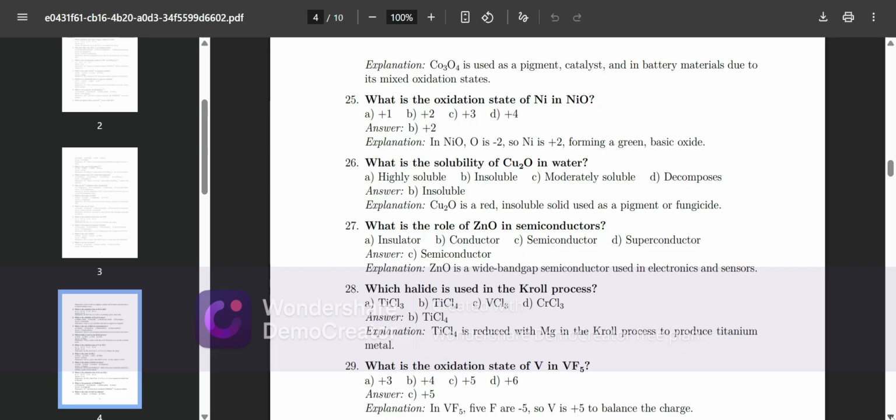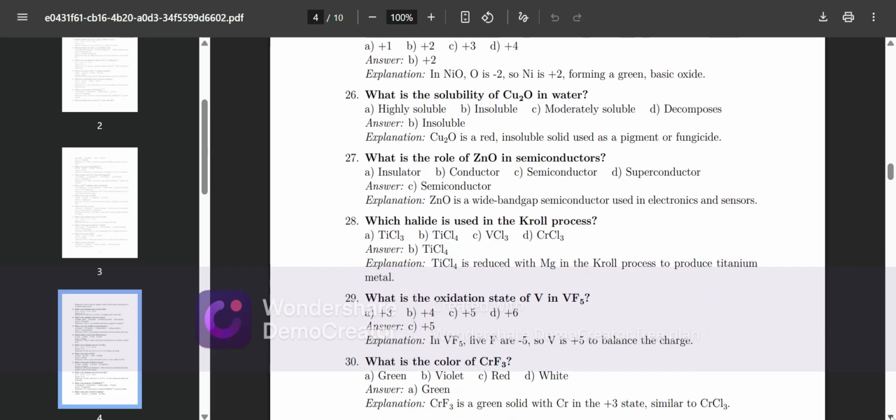What is the solubility of Cu2O in water? Insoluble. Cu2O is a red insoluble solid used as a pigment and fungicide. What is the role of zinc oxide in semiconductors? Zinc oxide is a wide band gap semiconductor used in electronics and sensors. Whose halide is used in the Kroll process? TiCl4 is reduced with Mg in the Kroll process to produce titanium metal.